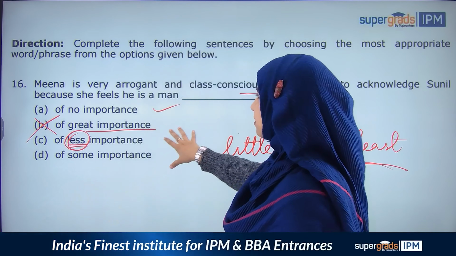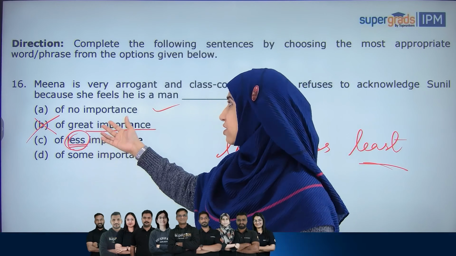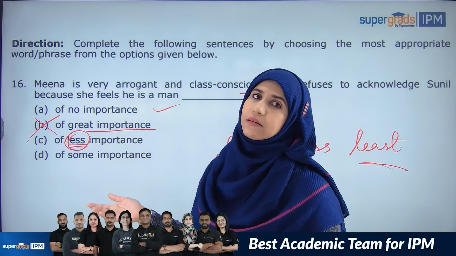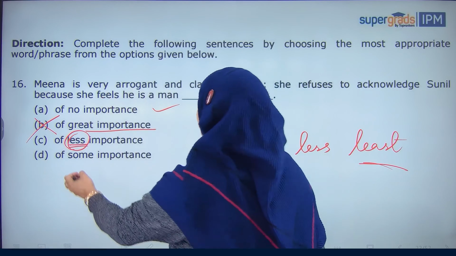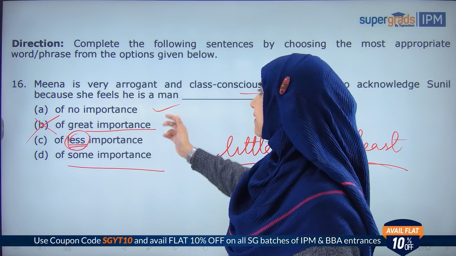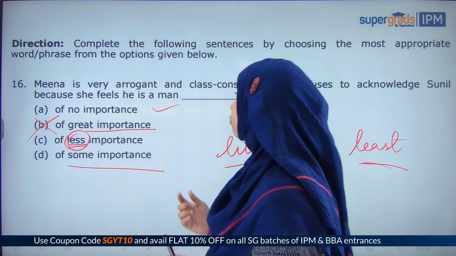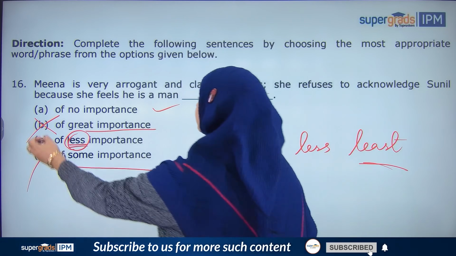So here, less important, if there were a comparative sense it would fit, but here there's no such reference frame. That is why we are using A. We are marking A as the right answer. If it were of some importance, then she probably wouldn't have ignored it so much and would have acknowledged it. So even this doesn't make sense here. A is the right answer.